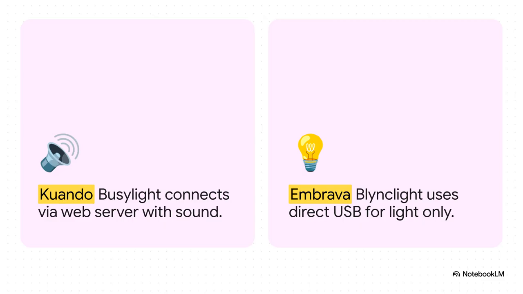Let's quickly compare the 2 supported brands. First, you've got the Kuando Busylight. This one connects via a local web server, and it actually supports playing little sound clips right along with the flashing lights. On the flip side, you have the Embrava Blynclight, which is a much more direct plug-and-play USB option that strictly handles just the lighting. Whichever route you choose, it adds this incredibly fun, totally physical dimension to your digital hunting.